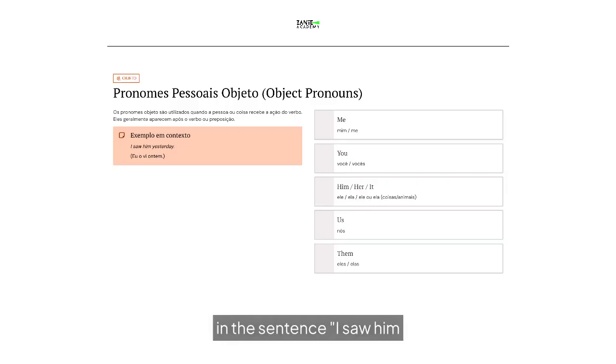In the sentence, "I saw him yesterday," "I" is the subject performing the action, while "him" is the object receiving that action. Notice how using "him" instead of repeating a name makes the sentence clearer and more fluid. This structure is essential because it helps us communicate our thoughts effectively without unnecessary repetition.